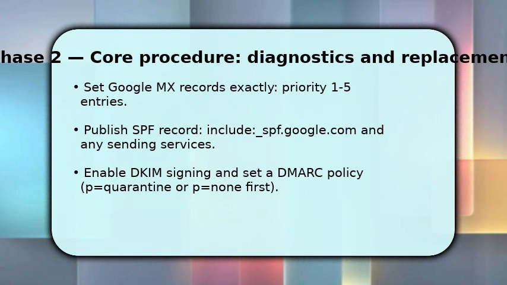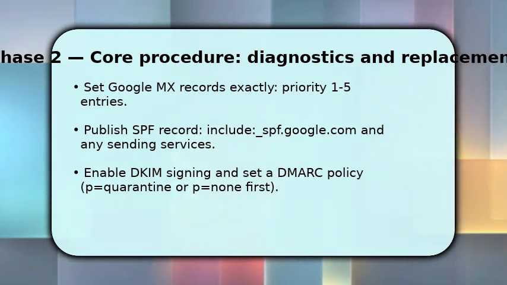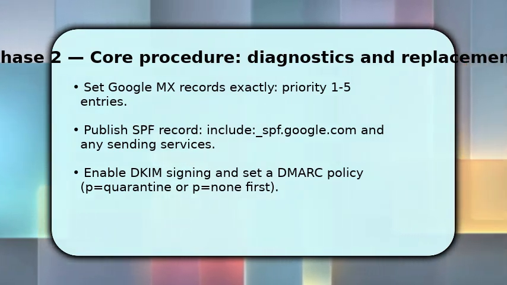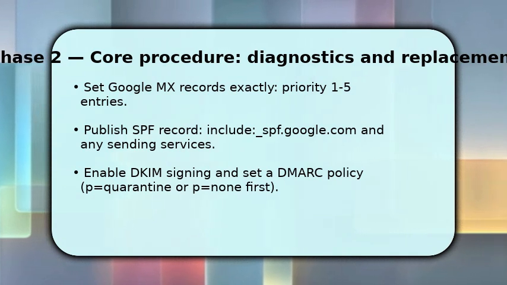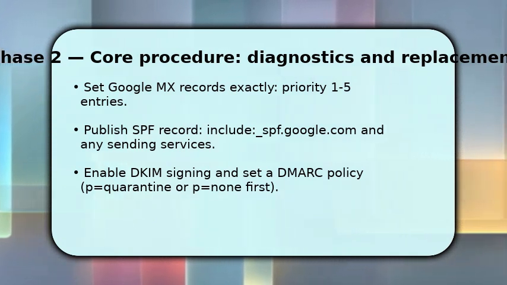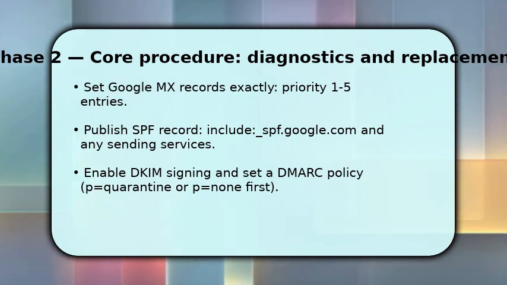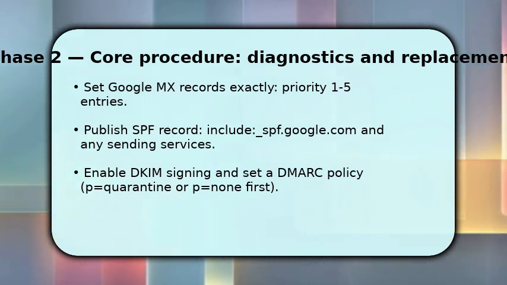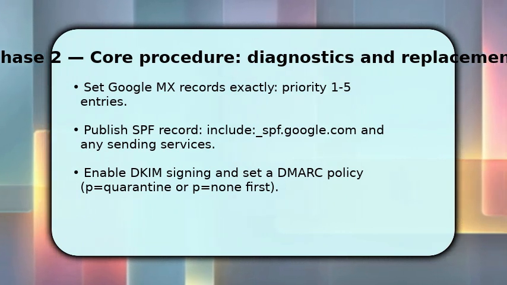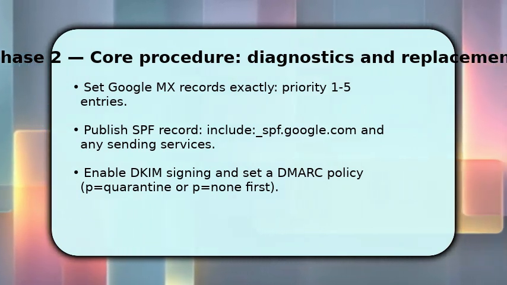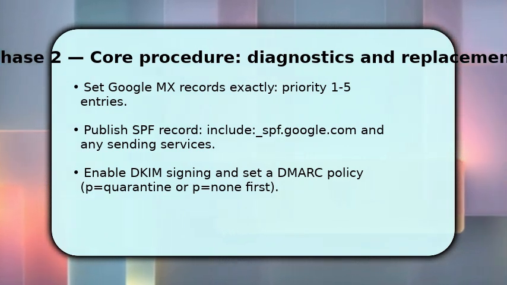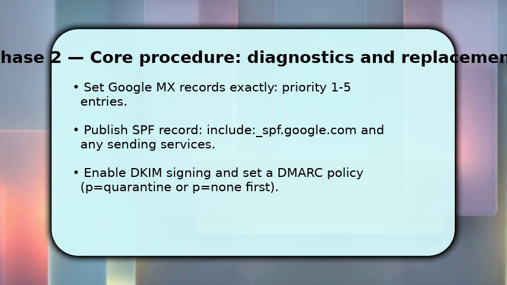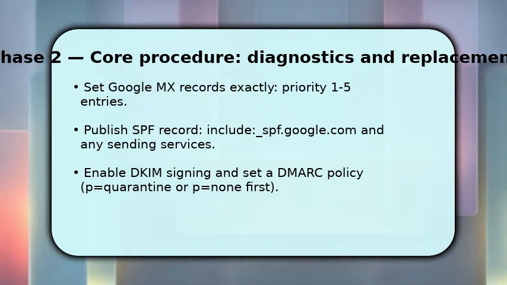Next, configure how mail moves. You must replace current MX records with Google's MX entries so Gmail receives mail for your domain. Update priorities exactly. Then publish an SPF record that includes SPF, Google.com, and any other senders to prevent spoofing. Once SPF is live, generate a DKIM key in the admin console, add the DNS TXT for DKIM, and enable signing. This improves deliverability. Finally, create a DMARC record.